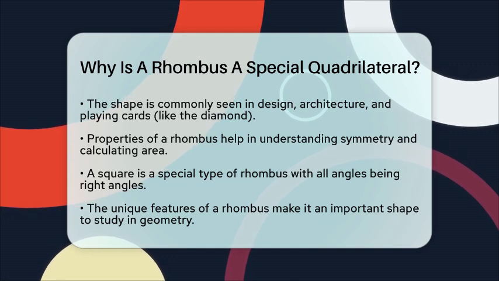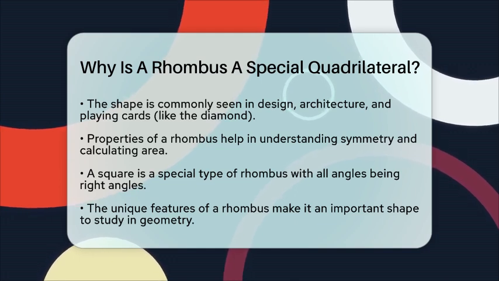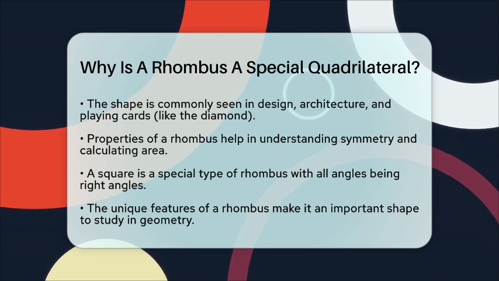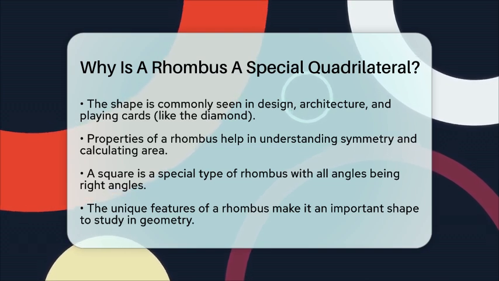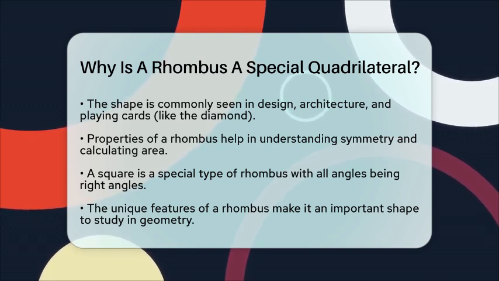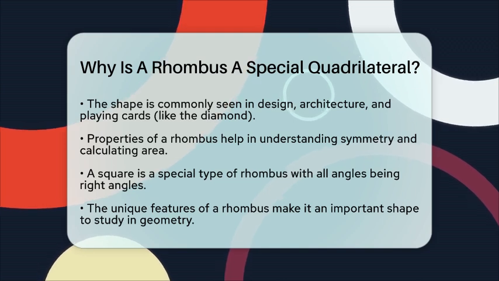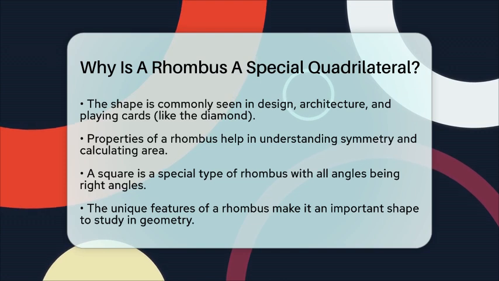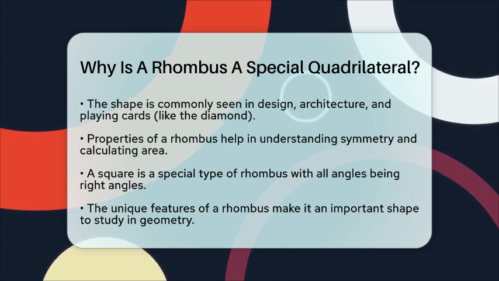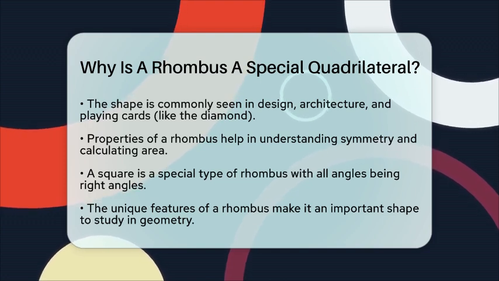So, to sum it up, a rhombus is a special quadrilateral because it has four equal sides, opposite angles that are equal, diagonals that cross at right angles and bisect each other, and diagonals that split the angles into equal parts. These features make it unique among other four-sided shapes and a key shape to learn about in geometry.